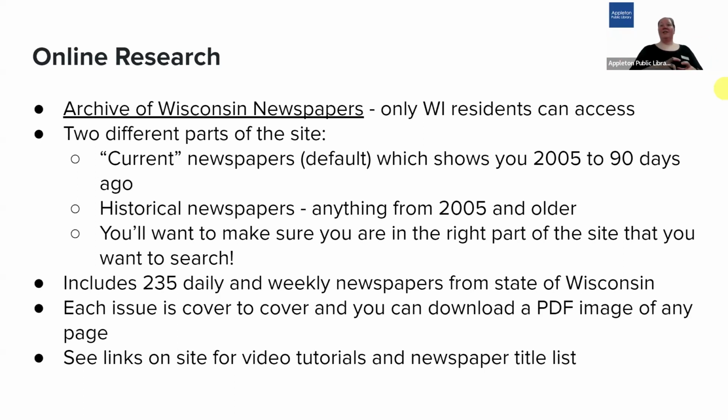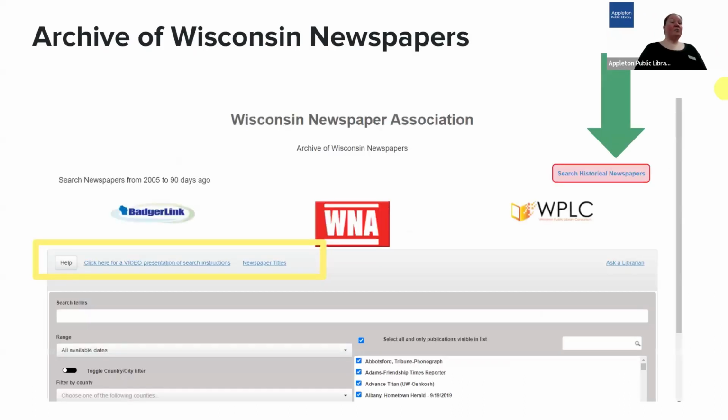And you don't just get text typing on the screen, it's an actual image of the newspaper. They've got some really great links on how to use the site. And they also have a newspaper title list that lists what newspapers they specifically have. So this is what I was talking about. There's that button that says search historical newspapers. That's what you're going to want to click on in order to search those historical newspapers.